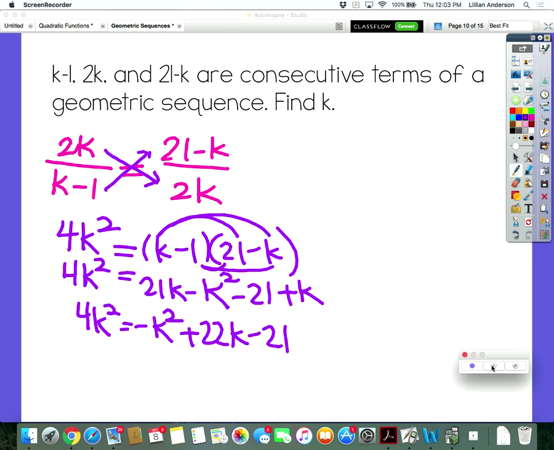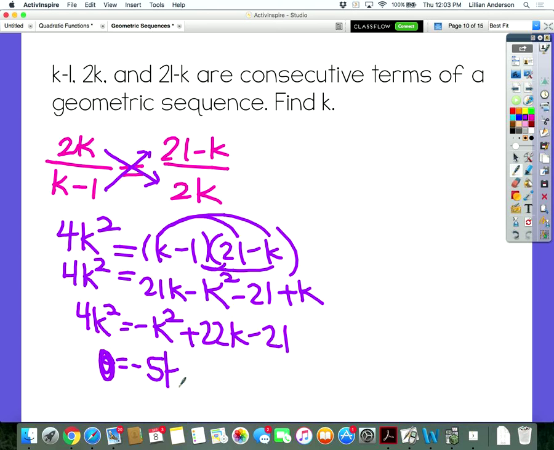First thing that we need to do is get everything on one side. We can either do the left side or the right side, it really doesn't matter. Okay, so we have 0. I'm going to subtract over a 4k squared, making this a negative 5k squared plus 22k minus 21. You need to get everything equal to 0. And then we're going to go to our calculator, and we're going to type this equation into y equals. Okay? Does everybody have this written down?